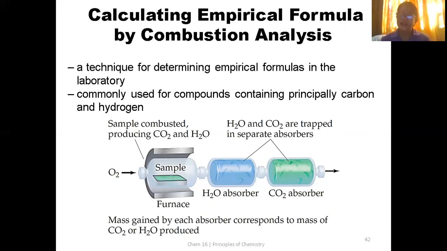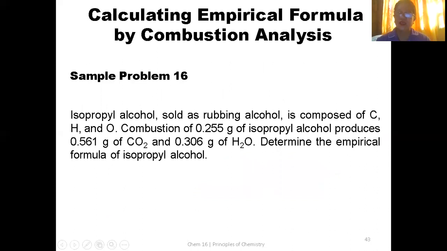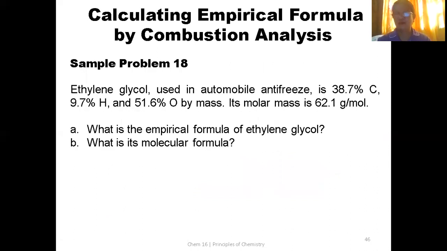The technique for determining the empirical formula in the laboratory is different. This is commonly done by heating, using a furnace. A furnace is a kind of oven with a very high temperature. For instance, the sample is placed in the furnace. In the furnace, there is a water absorber and at the same time a carbon dioxide absorber. So you will know how much is gained in carbon dioxide and water. Again, we will have a sample problem of this.